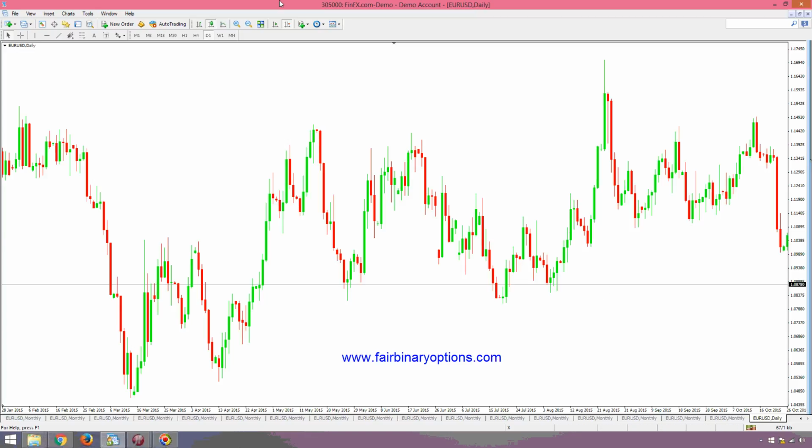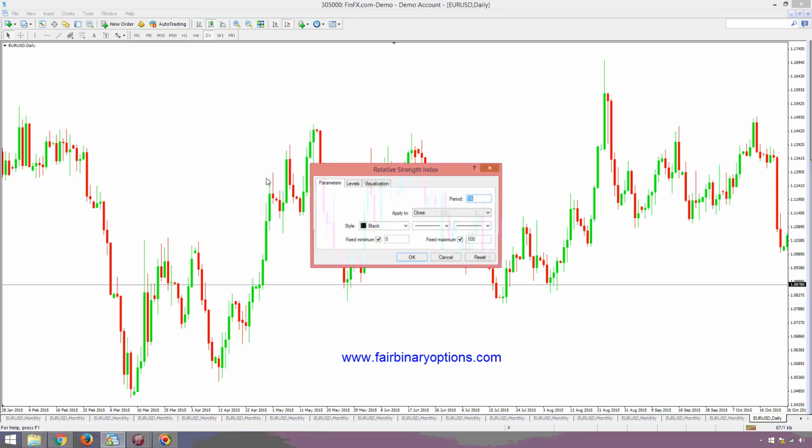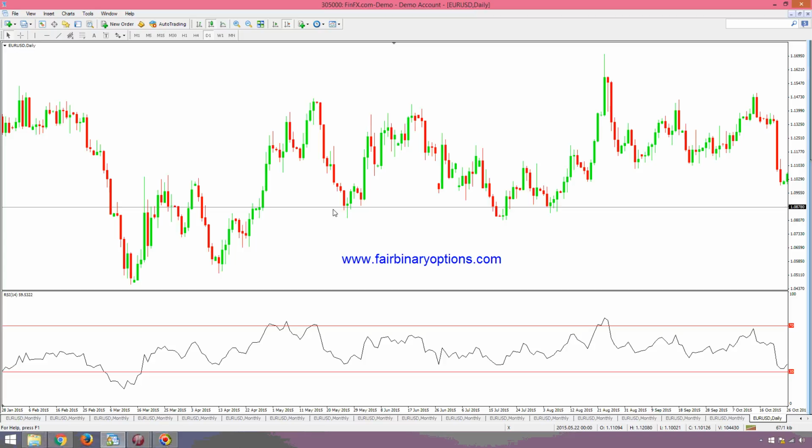So let's go and take the RSI here, insert indicators. We go under the oscillators and we take the RSI, the relative strength index. We use basically the same values, the 14, the standard interpretation, and it is looking like this. What is a classical divergence? How is a classical divergence looking? A classical divergence is looking like this.